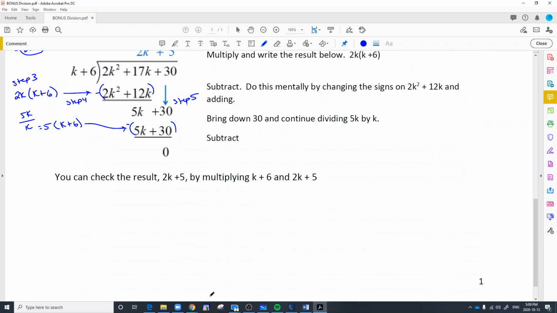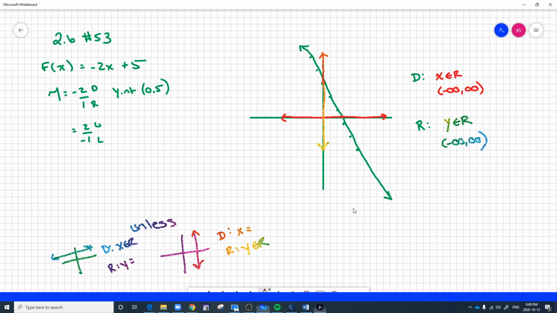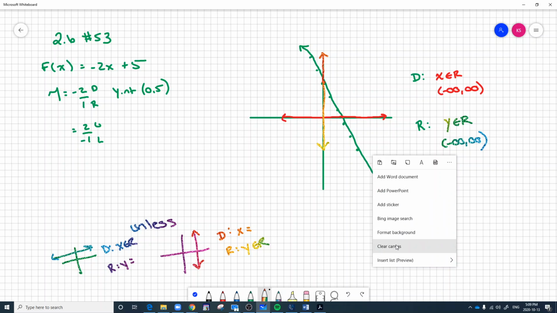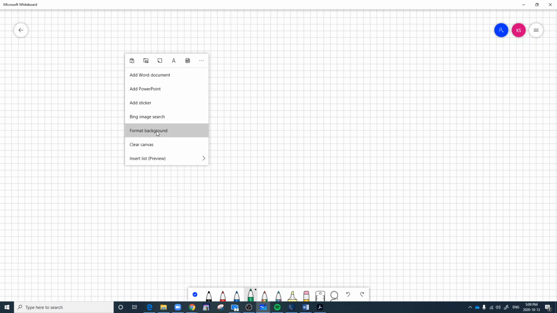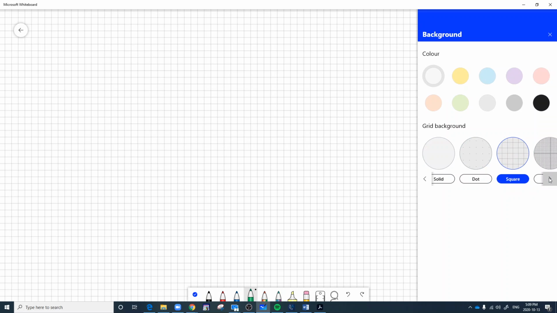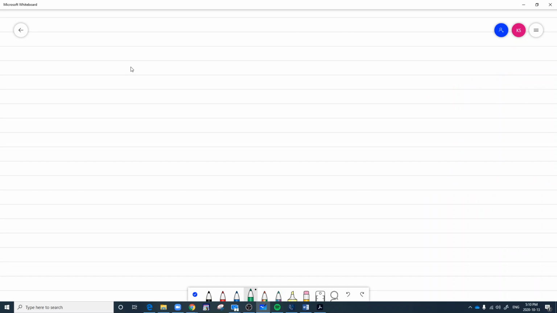So let's try another one. If I go to a whiteboard, I just need a clear screen. Okay, let's pick a random question from your textbook that we can work through. For example, I'll pick an even number. I'll go back to a green pen, and I'm just going to make this a lined background. Okay, sorry about that.